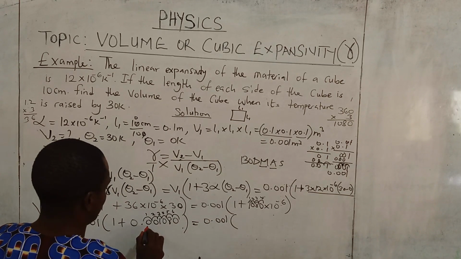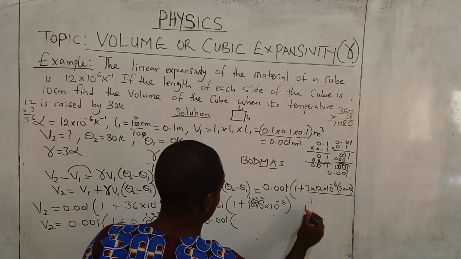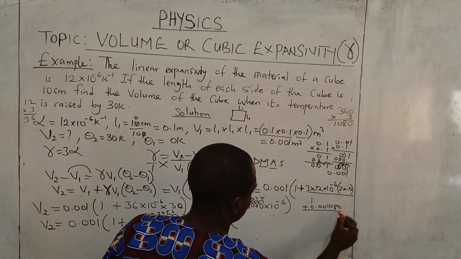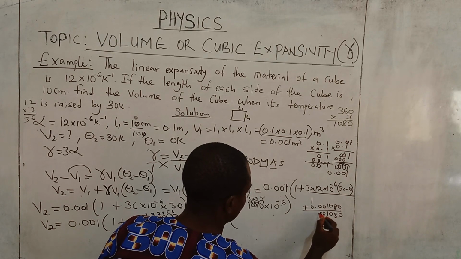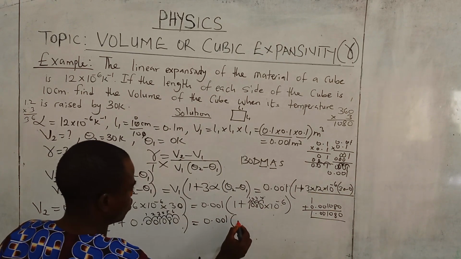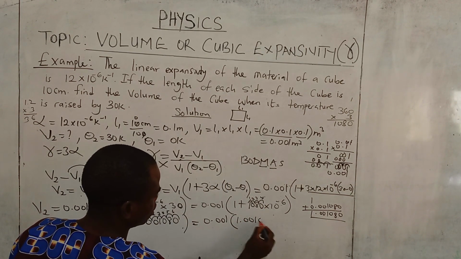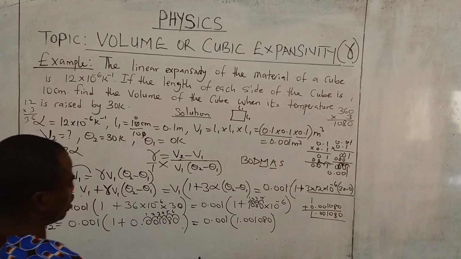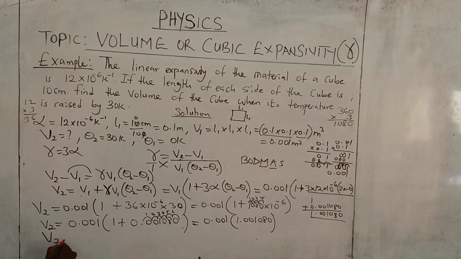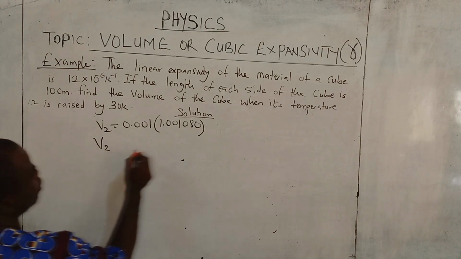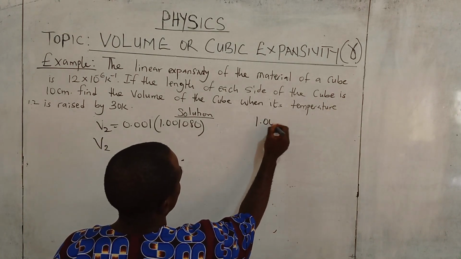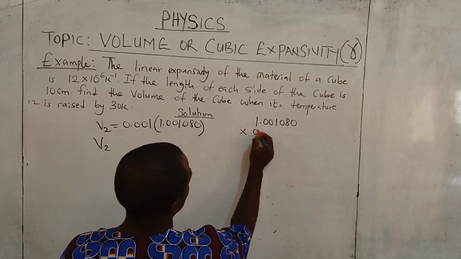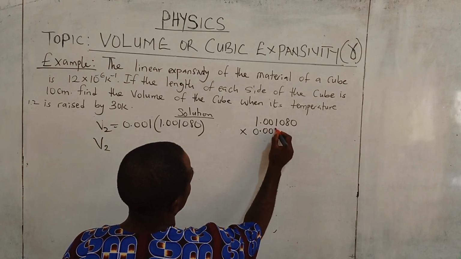0.001 multiply. 1 plus 0.001080 gives 1.001080. Now multiply these two together to give us V2. For V2 now, let's multiply 1.001080 by 0.001, we should align the decimals in the same line.